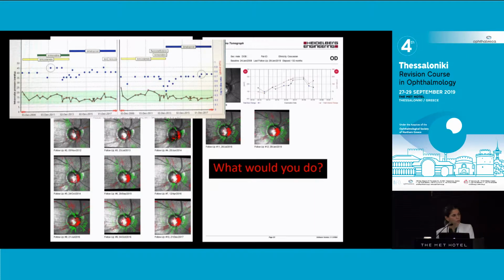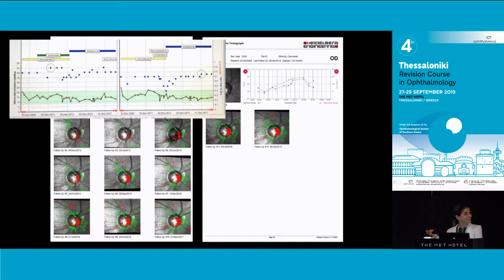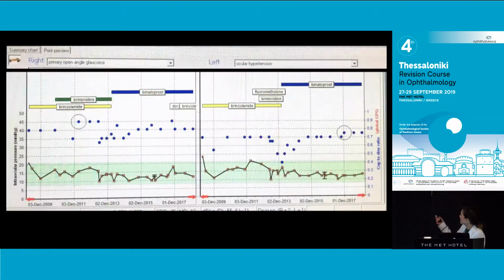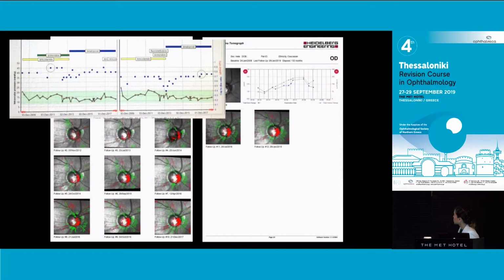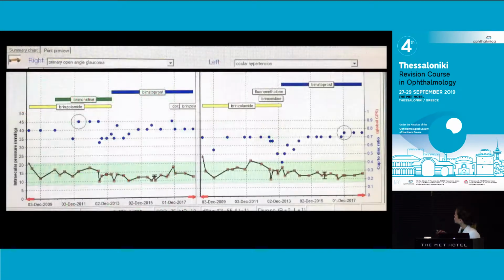So the pressure is about 24. Oh, I'm sorry, by the way, he is taking prostaglandin now. Sorry, you are right. Yes, they are. So it's not an option. Would you add a beta blocker, maybe, for this patient, if you could? Very good question. So he is on bimatoprost, and that is probably dorzolamide, which was changed to brinzolamide.